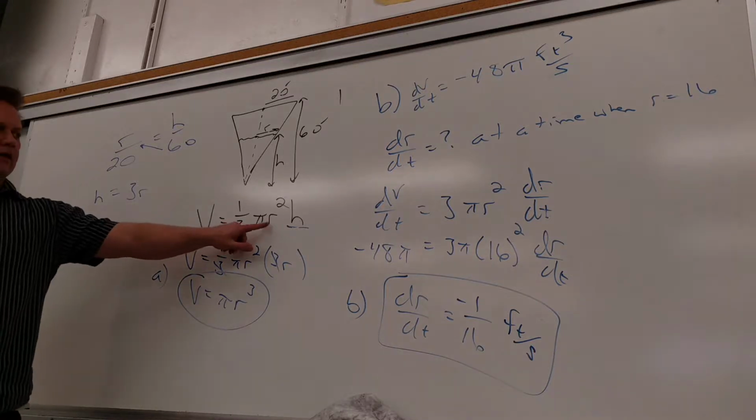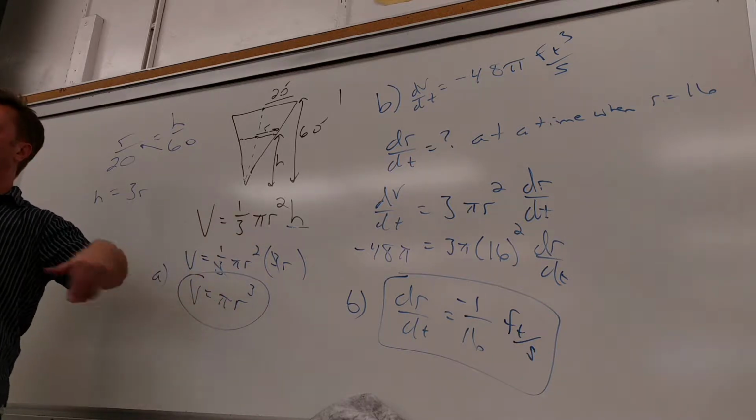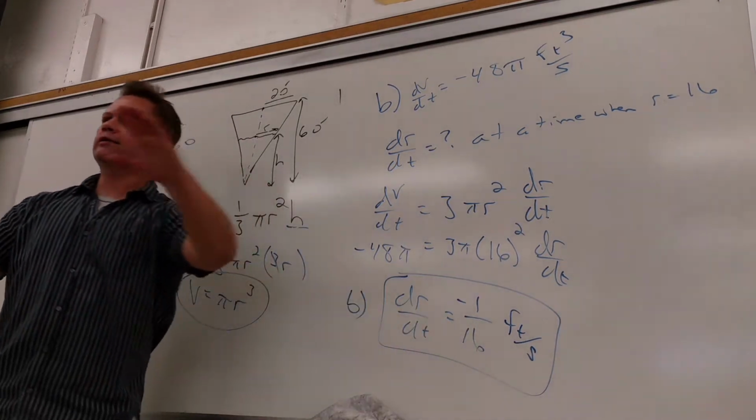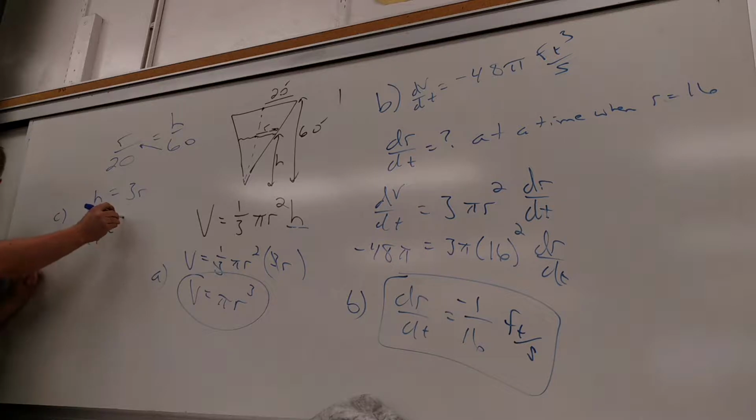Do I have to go back and solve for R and then replace it? Or do I have an equation that relates what I know with what they're asking me? I do. Right there. So what's dH/dt? This is part C. dH/dt equals 3 times dr/dt. I know this, and they're asking me for this. Do you guys see what happened here?